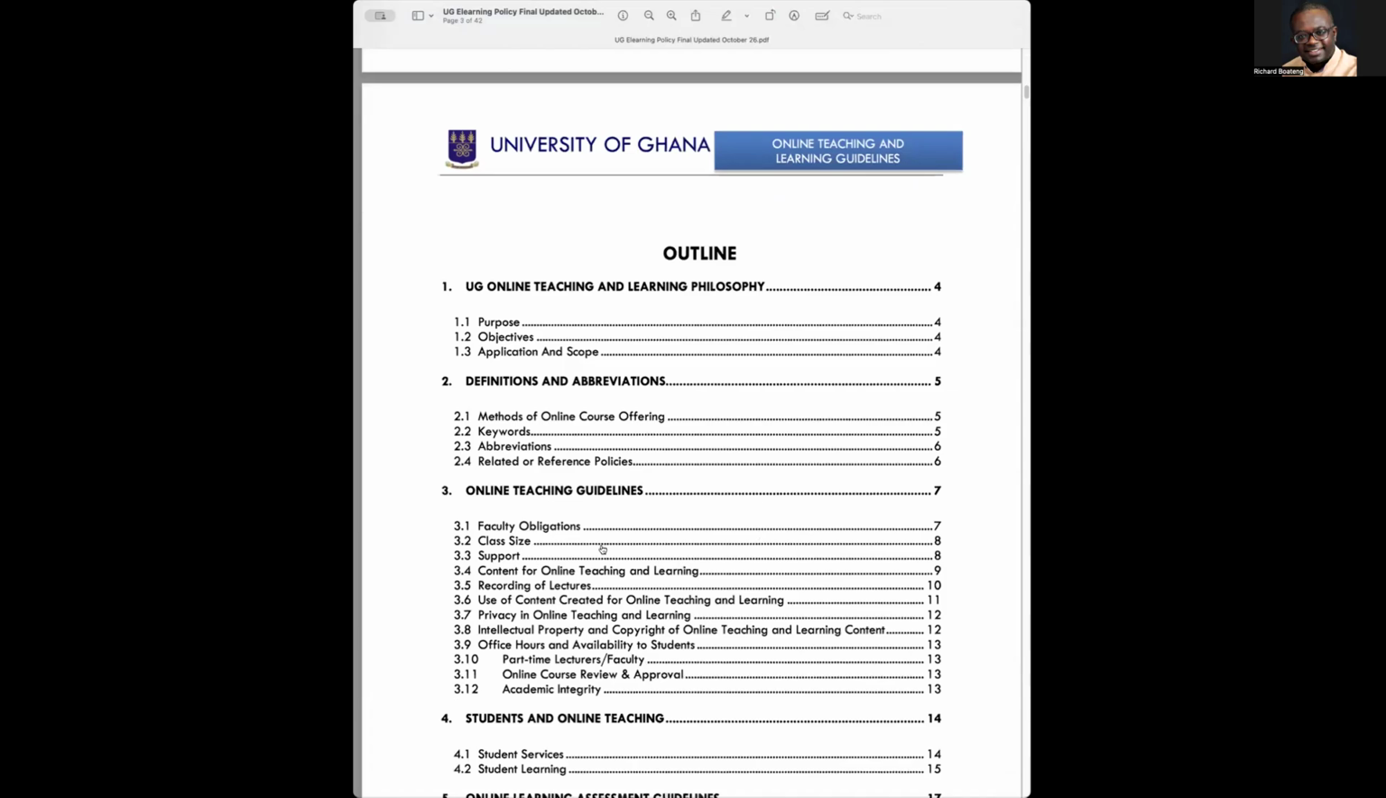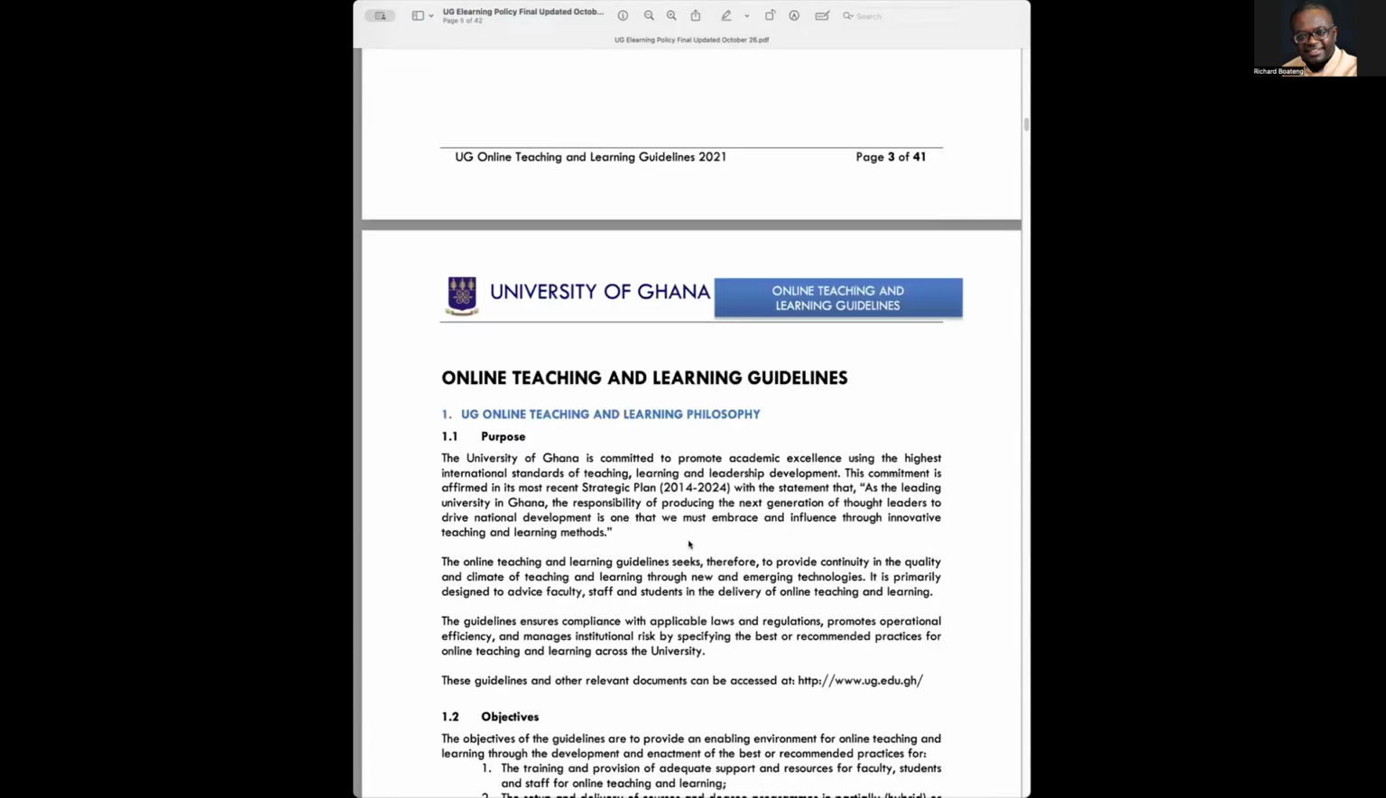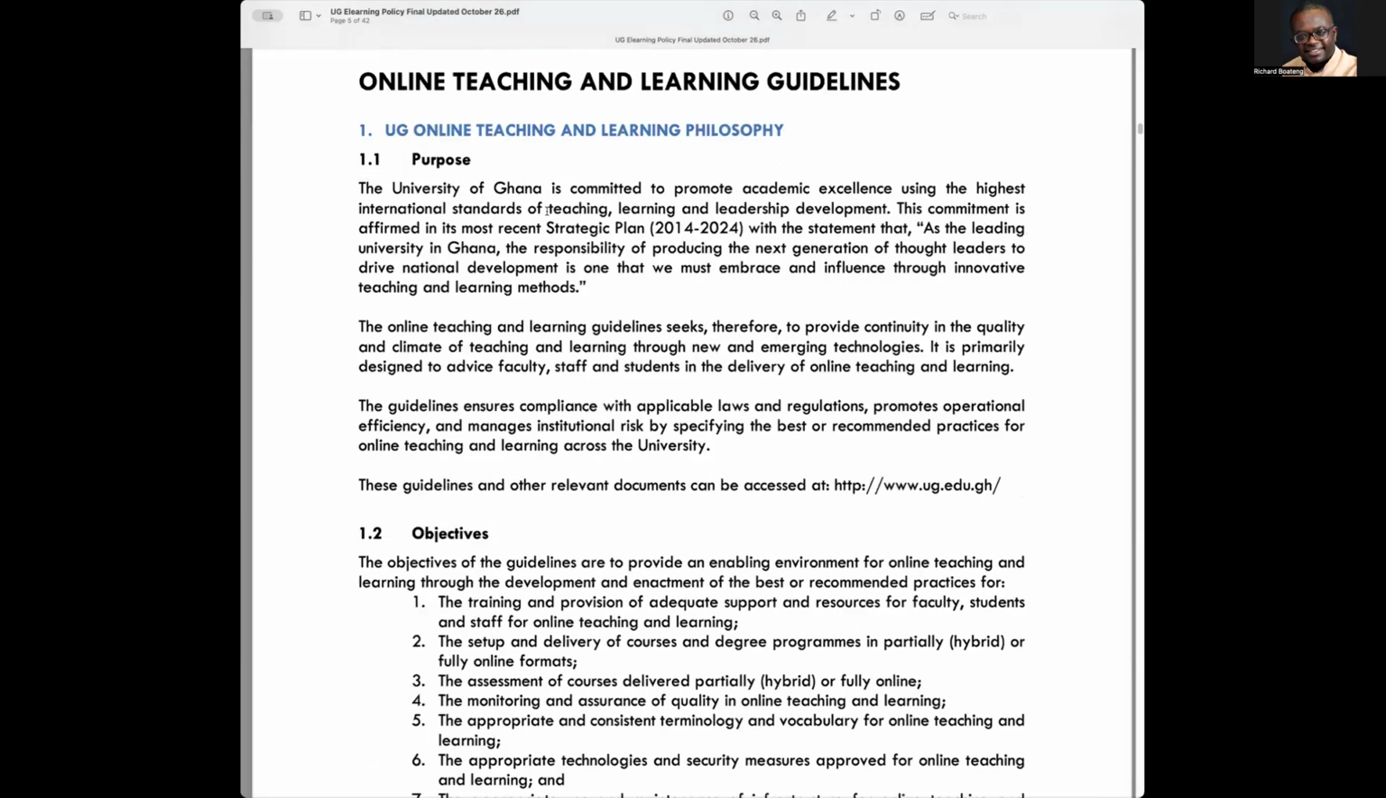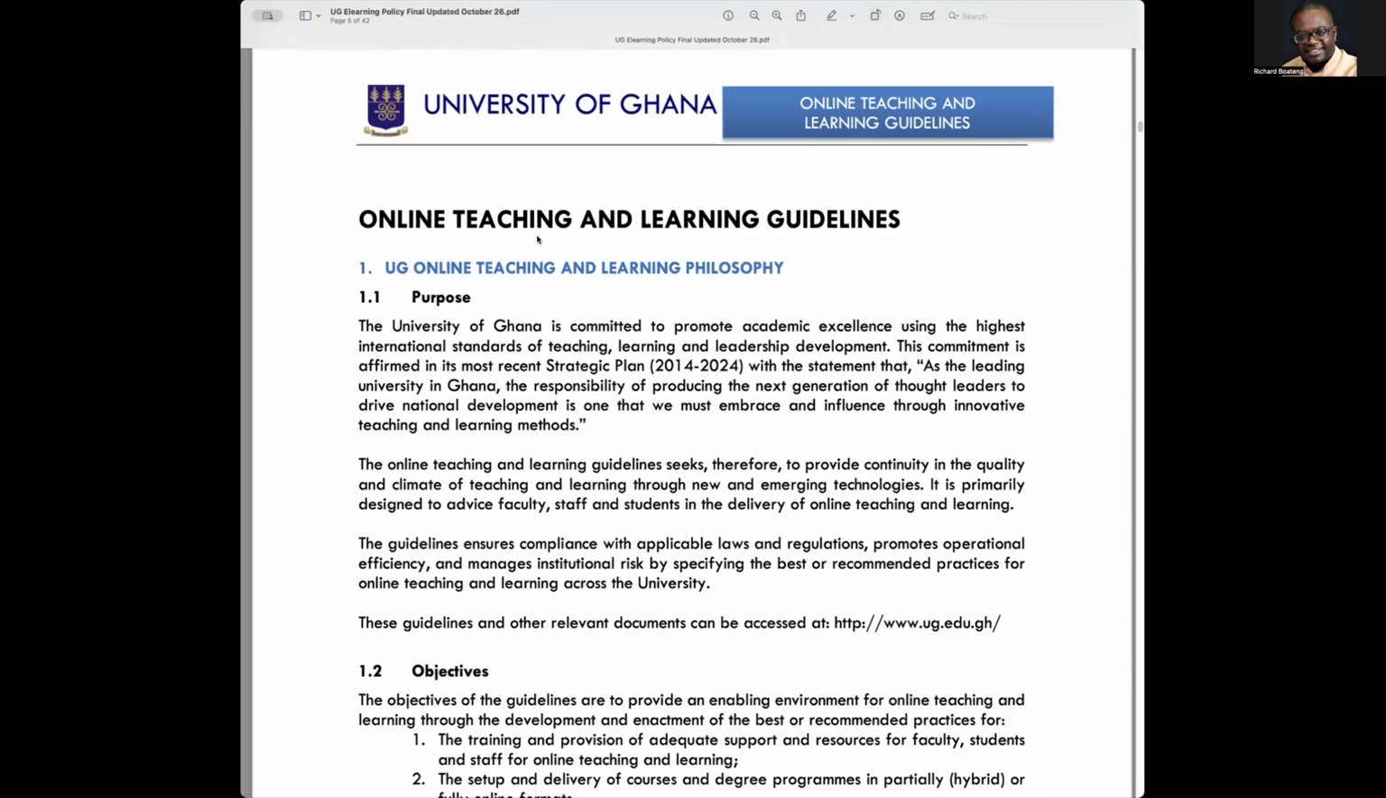So look at what we wrote here. This is the outline of the policy. I'll come to the outline later. But let's read the first part. University of Ghana is committed to promote academic excellence using the highest international standards of teaching, learning, and leadership development. This commitment is affirmed in its most recent strategic plan, with a statement that as a leading university in Ghana, the responsibility of producing the next generation of thought leaders to drive national development is one that we must embrace and influence through innovative teaching and learning methods.